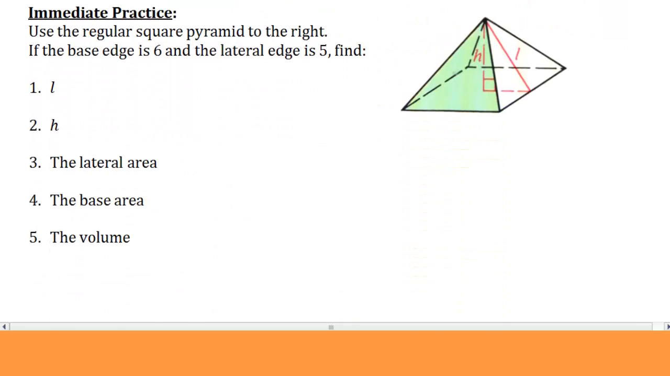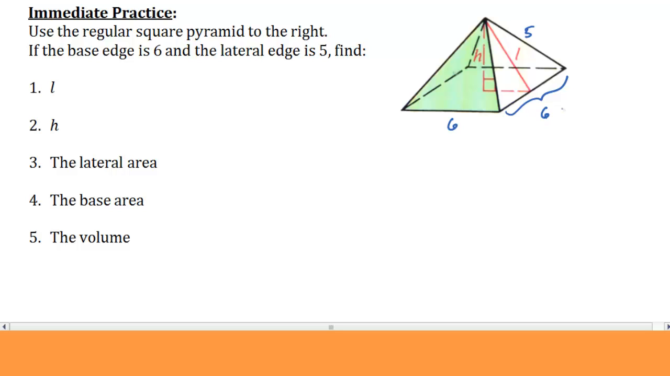So your immediate practice problems deal with a regular square pyramid. Square is nicer than a hexagon. If the base edge is 6, so that is 6, that's 6, and those two sides in the back are 6, and the lateral edge is 5, so this is 5 here. Find L, H, the lateral area, the base area, and the volume.